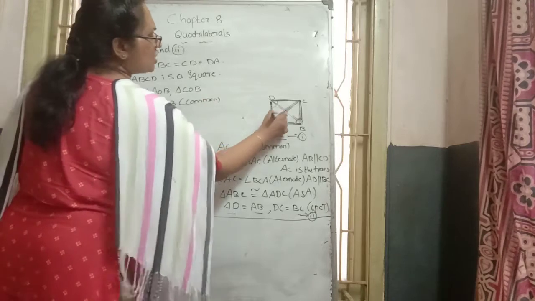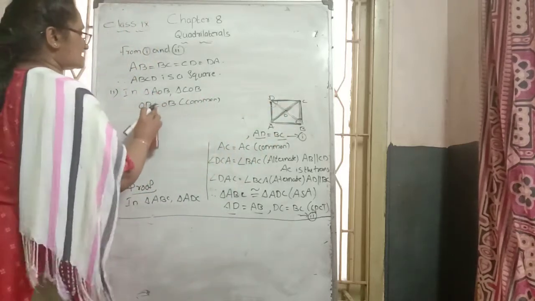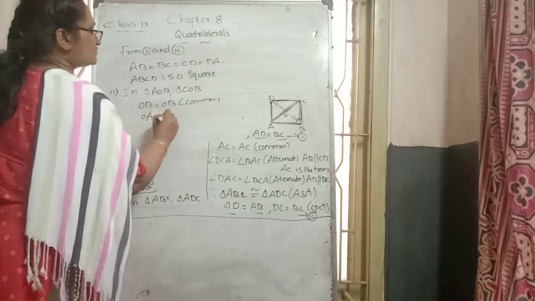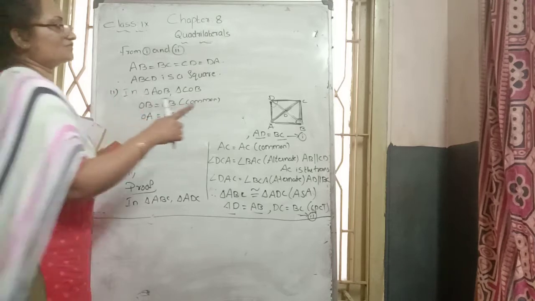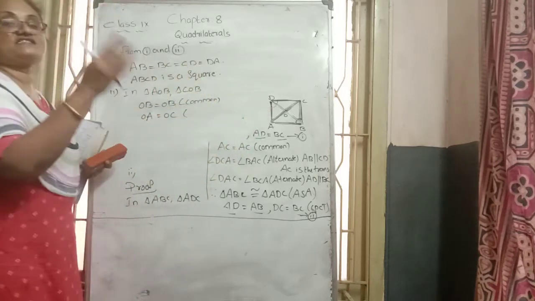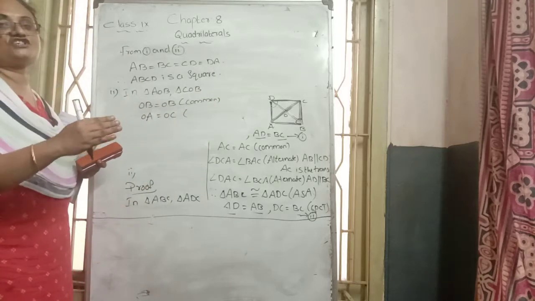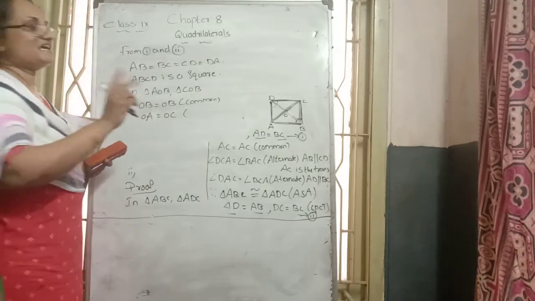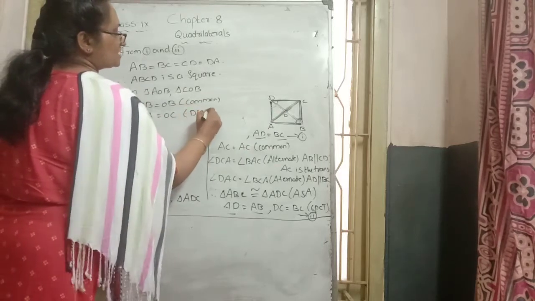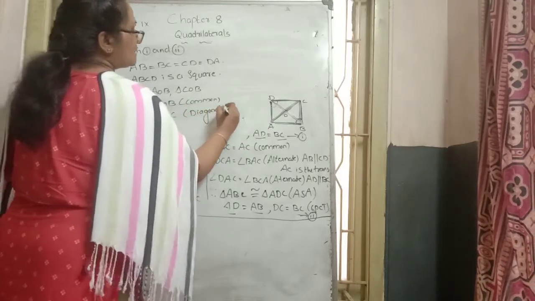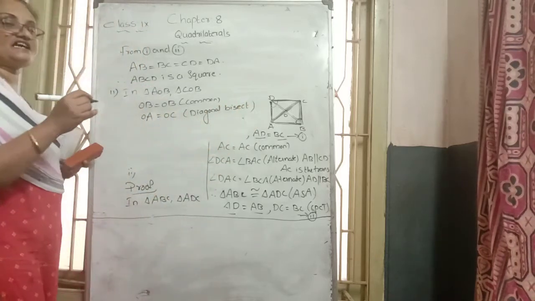Next we can say OA and OC are equal. What is the reason? The diagonals are bisecting each other. Which is the diagonal? The diagonal AC, when bisected, divides into two lines, OA and OC. Since the diagonals bisect each other, OA and OC are equal there.